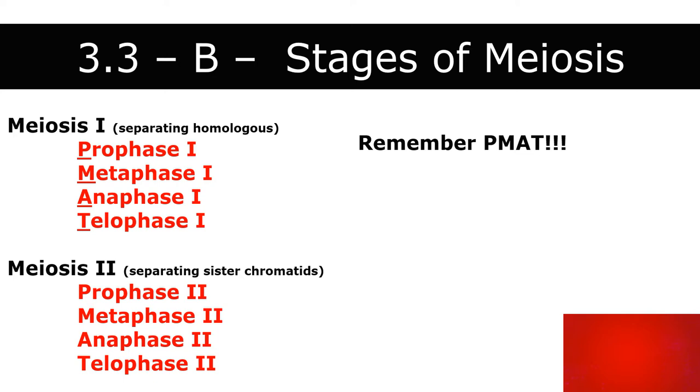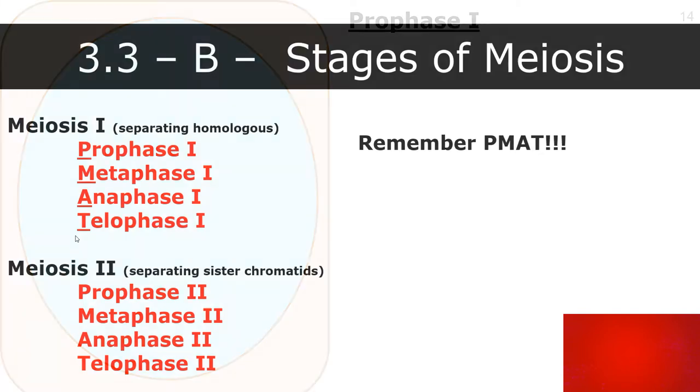So meiosis 1 has prophase 1, metaphase 1, anaphase 1, telophase 1, so you can use PMAT to remember the order. And you will notice that meiosis 2 is just a repeat of meiosis 1. It's the same thing, same order, same stages, just with a 2 on it. So again, remember in meiosis 1, what is being separated are the homologous chromosomes, and in meiosis 2, it's the sister chromatids that are being separated.